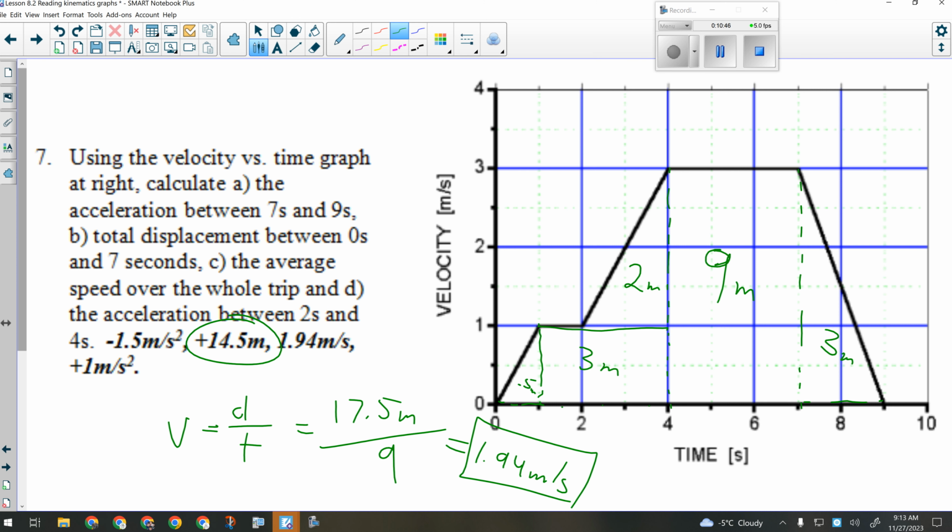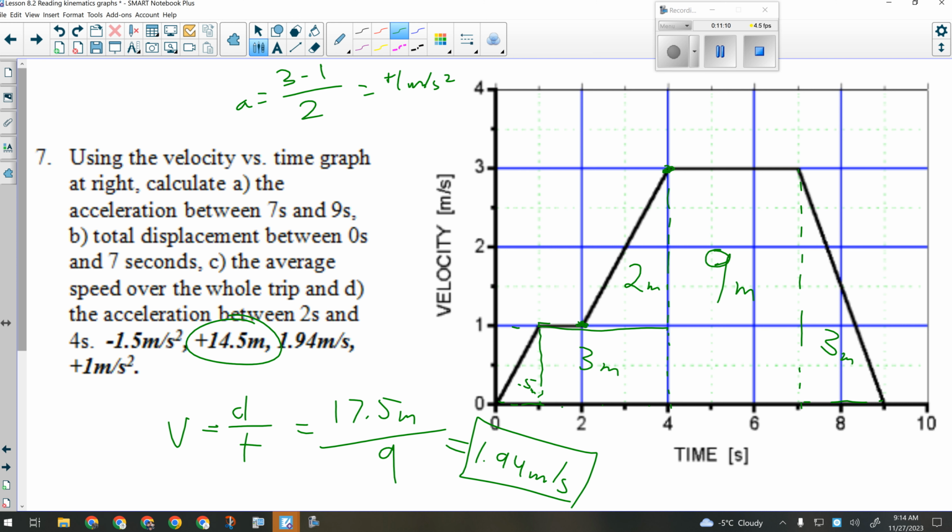Everyone's okay with that? Okay. And then the acceleration between 2 and 4 seconds. So that would be from here to here. Acceleration is final velocity, 3, minus initial velocity, 1. Okay, that takes 2 seconds. 2 over 2 is positive 1 meter per second squared.